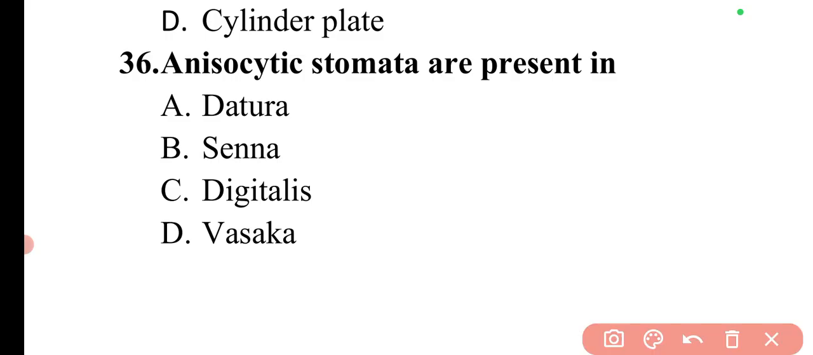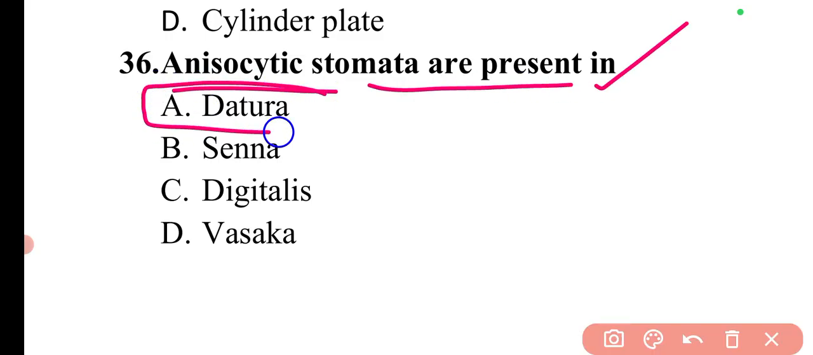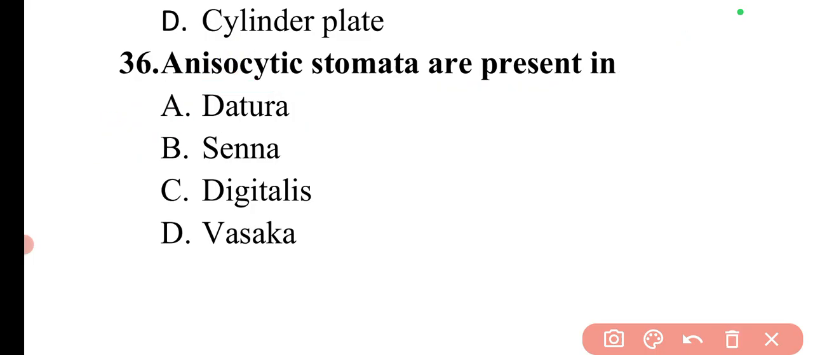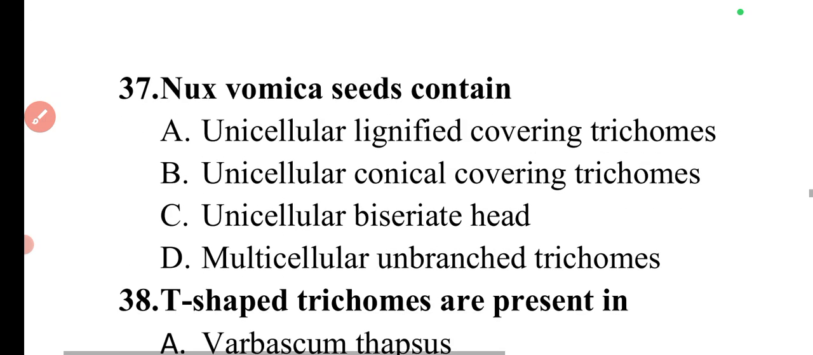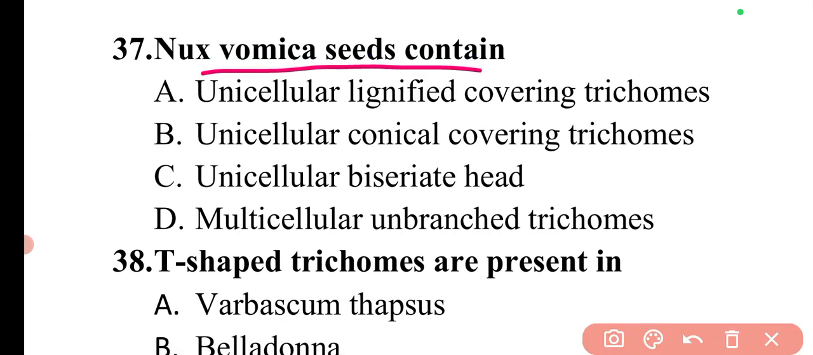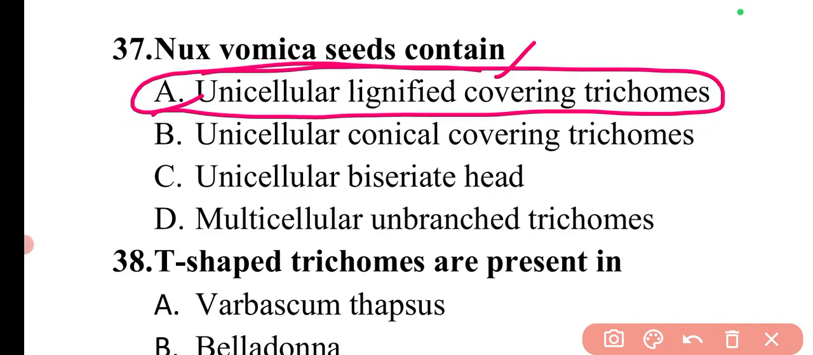The question is, anisocytic stomata are present in. So anisocytic stomata, these are present in the dura. So here option A will be the correct answer. Then next question is, Nux vomica seed contains. So basically Nux vomica seeds, they contain the unicellular lignified covering trichomes. So here option A will be the correct answer.